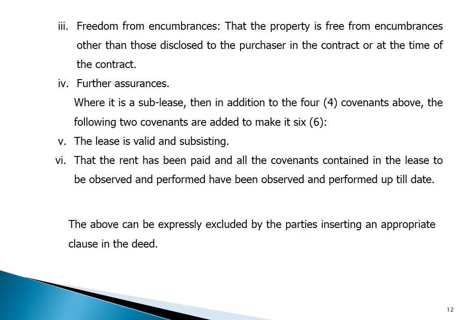4. Further assurances. Where it is a sublease, then in addition to the 4 covenants above, the following 2 covenants are added to make it 6. 5. The lease is valid and subsisting. 6. That the rent has been paid and all the covenants contained in the lease to be observed and performed have been observed and performed up to date. The above can be expressly excluded by the parties, by inserting an appropriate clause in the deed.